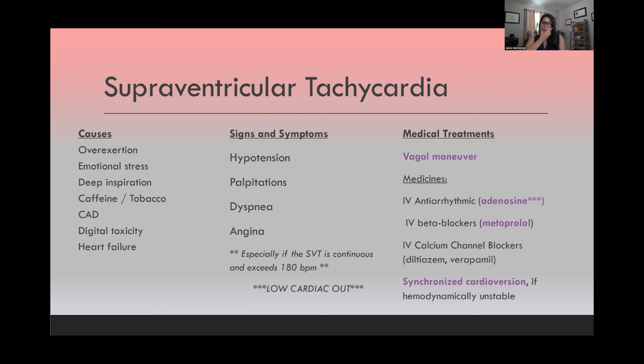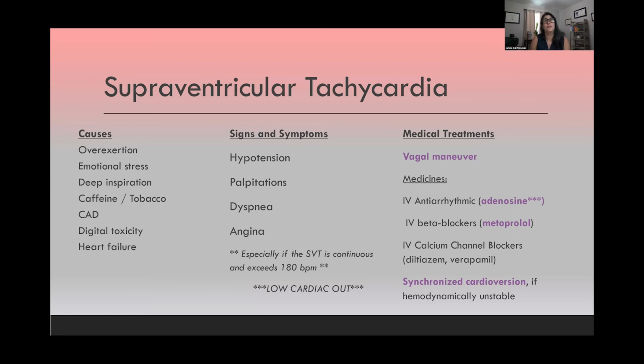It could also be caused by heart failure or toxicity to digitalis medications. The signs and symptoms are the same: palpitation, chest pain, dyspnea, hypertension, but because again, it has to do with low cardiac output. The treatment is vagal maneuver, but the drug of choice here is adenosine, which is an antiarrhythmic medication, adenosine.